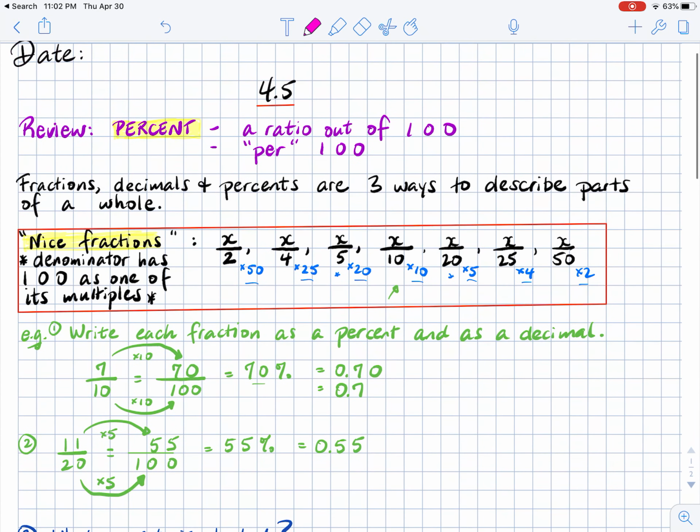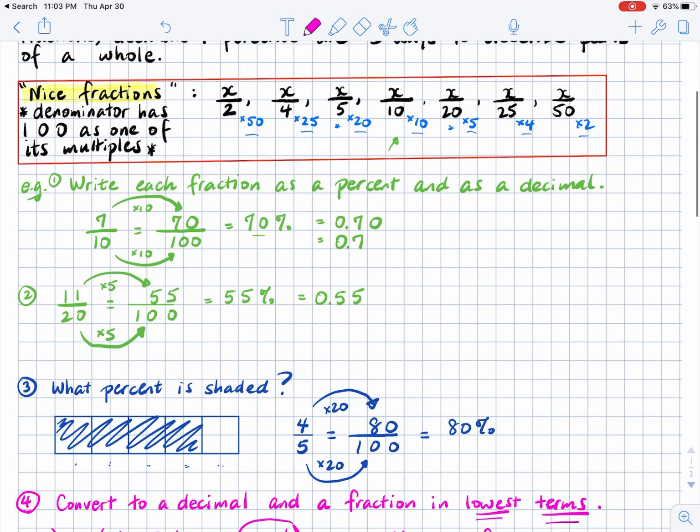So in terms of what we've been talking about, let's just review and recap here. We talked about percents again and how the key is to understand that percent means per 100, or a ratio out of 100. Fractions, decimals, and percents are 3 ways to describe parts of a whole. The focus here was on the nice fractions, meaning the denominator has 100 as one of its multiples. And we have identified at least 7 of them that you'll be dealing with.